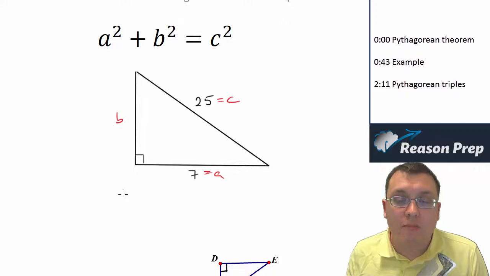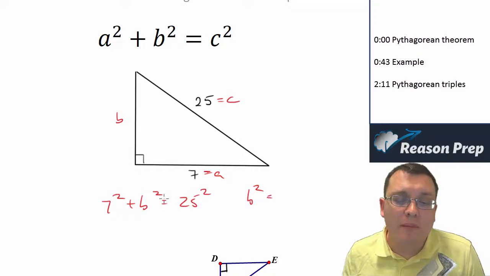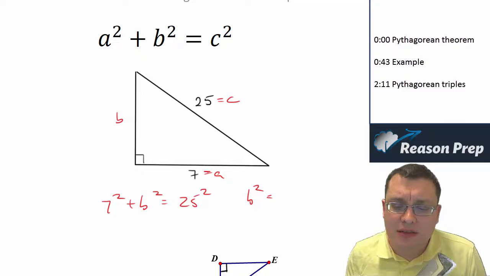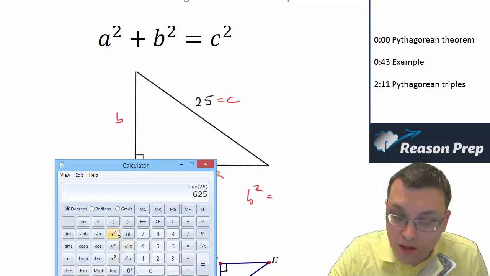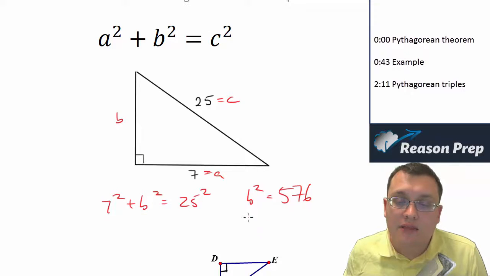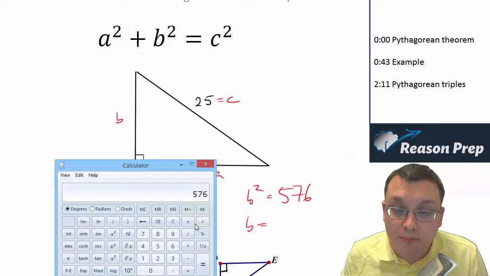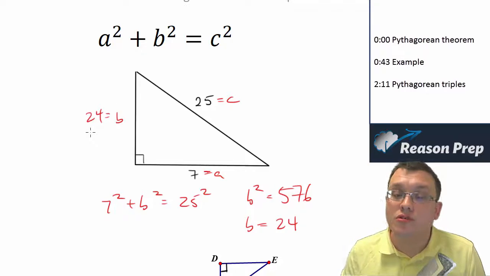So we'll plug in our numbers. So we get 7 squared plus b squared equals 25 squared. Go ahead and solve this. We'll get b squared is 25 squared minus 7 squared. So 25 squared minus 7 squared, which is 49, we get 576. And then don't forget to square root both sides. So we get 24. So that's going to be equal to 24.